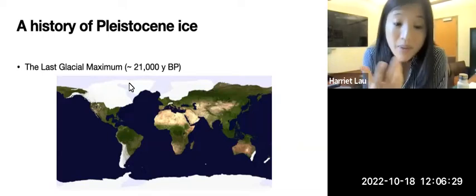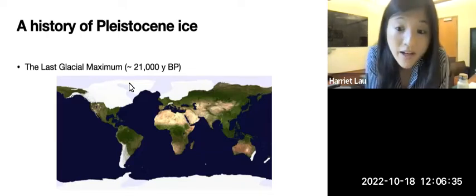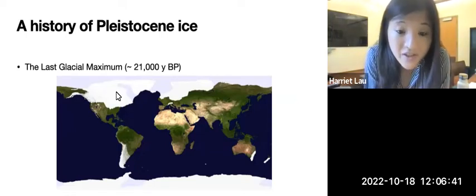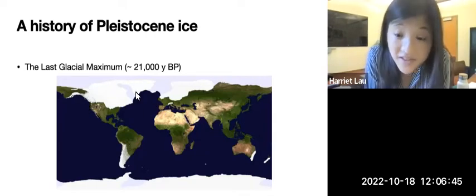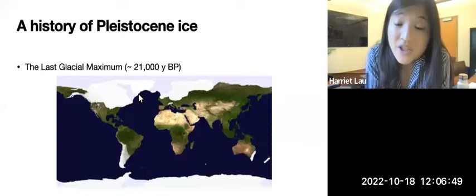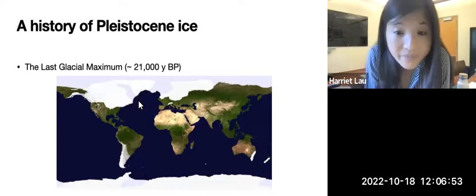The Pleistocene is really defined by the appearance of Northern Hemisphere ice some 2.5 million years ago. By Northern Hemisphere ice, I mean the Laurentide ice sheet, the Fennoscandian ice sheet, and, still present today, the Greenland ice sheet. This is what ice cover looked like during the last glacial maximum, the peak of that last ice age.